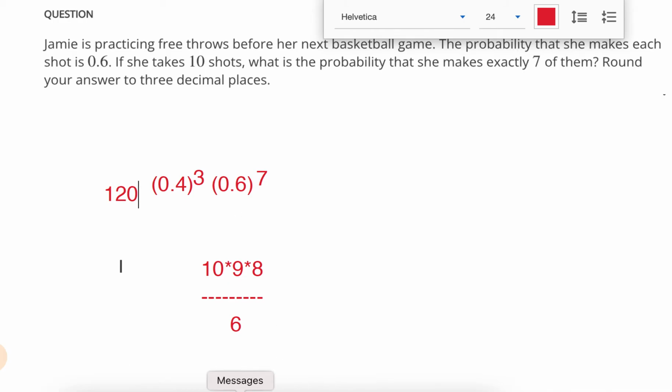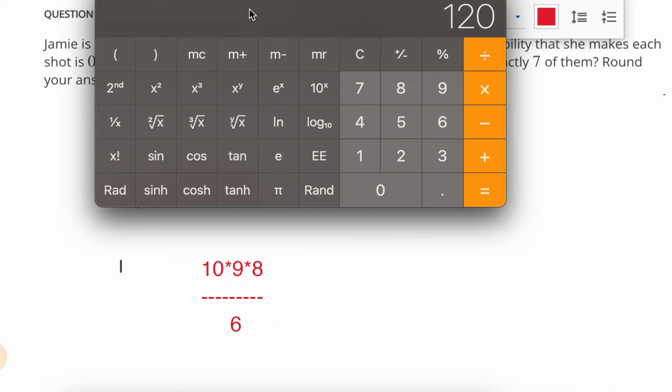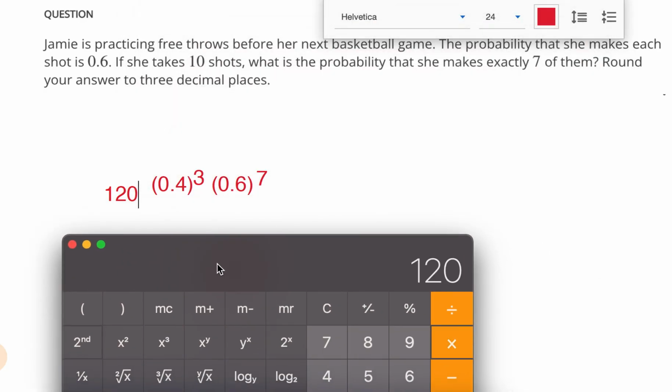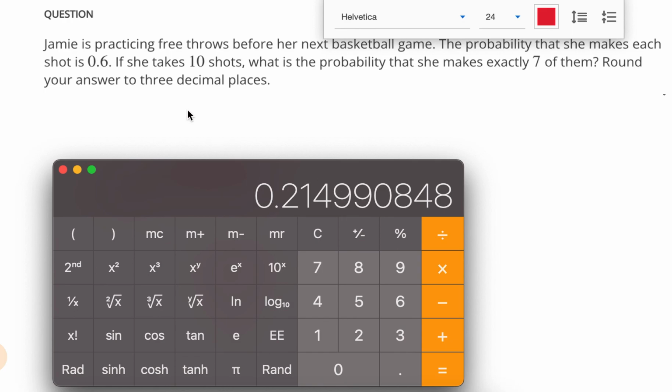I can do that without using any fancy calculator. I'm going to do 120 times 0.4 times 0.4 times 0.4. It's 0.4 to the third power, so that means 0.4 times itself 3 times. And then times 0.6, that's once, twice, 3 times, 4 times, 5 times, 6 times, 7 times. So there's our probability. It's roughly a 21% chance. To 3 decimals, 0.215 is the correct answer.